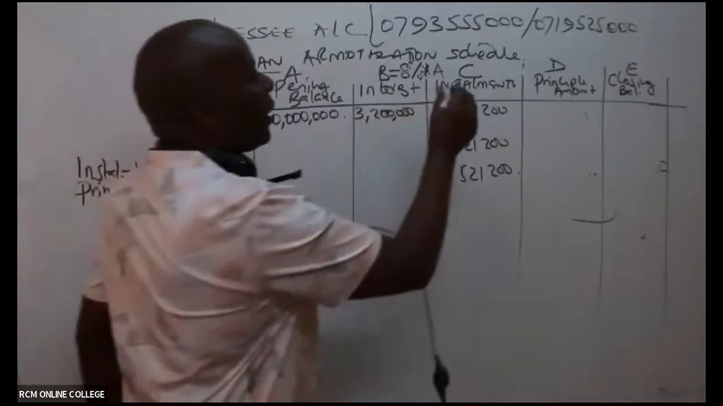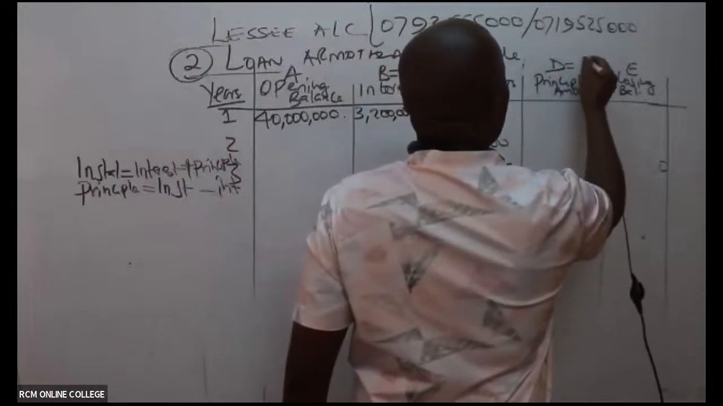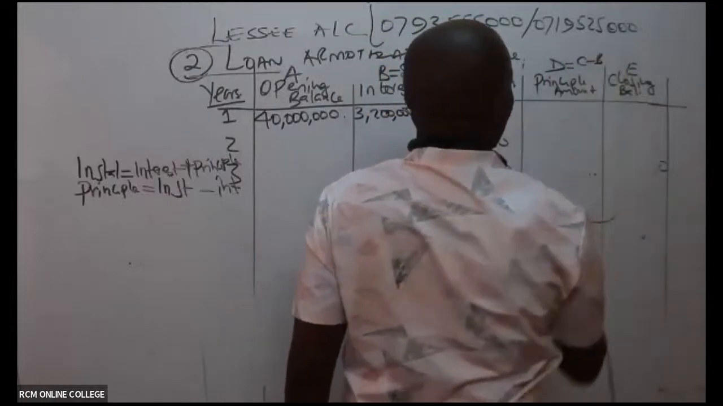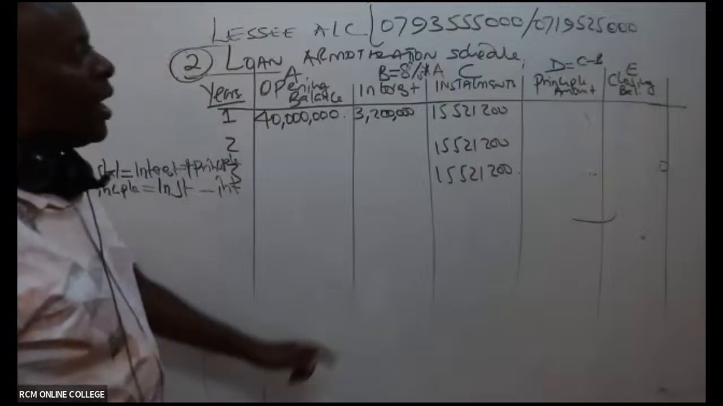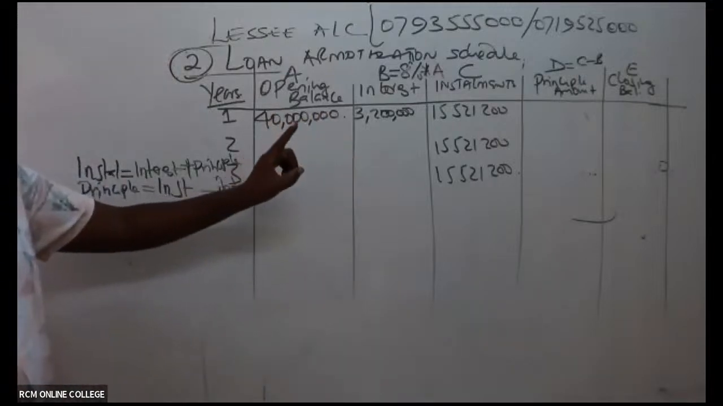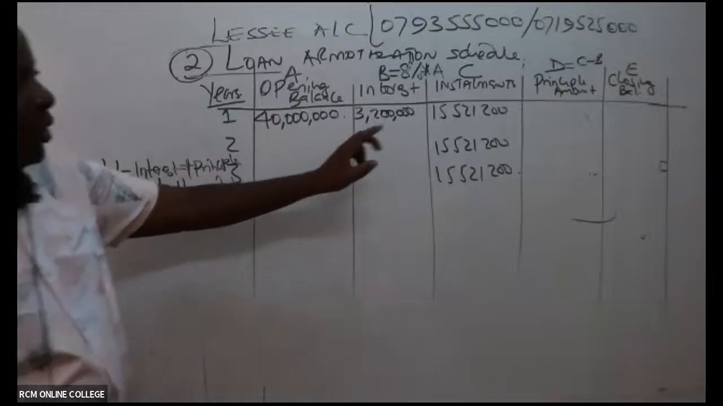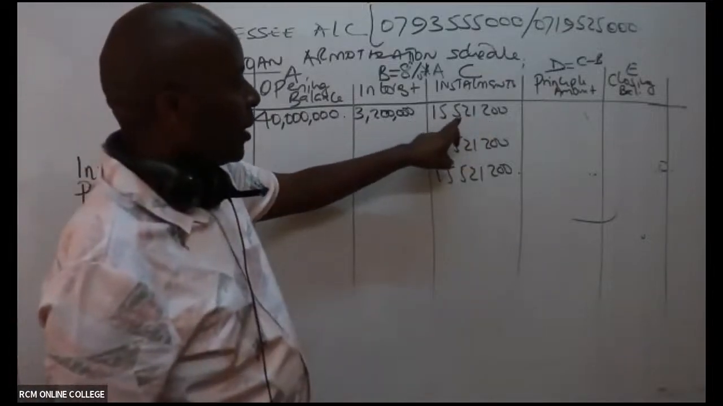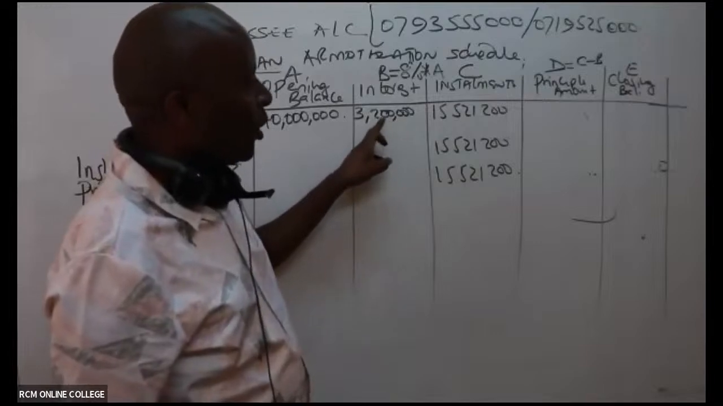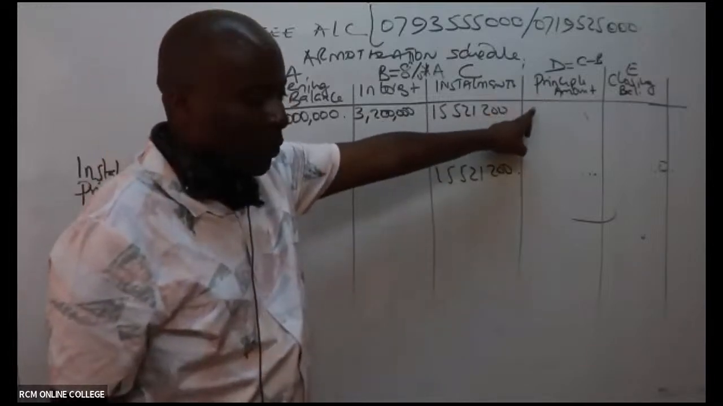So in short, to get D, I'm taking C minus B. So is there somebody who is able to give me the first one here? I'm taking this installment minus the interest paid. So is there somebody who is able to give me this principal amount?